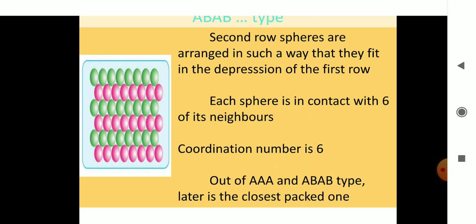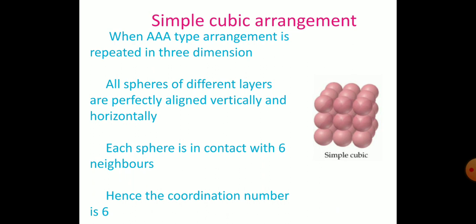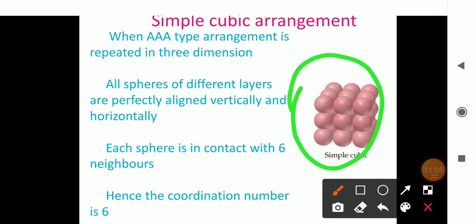Students, we have completed one dimensional arrangement and two dimensional arrangement. Then we have to see the three dimensional arrangement of spheres, that is called simple cubic arrangement. When the normal AA type arrangement is repeated in 3 dimension, we will get the simple cubic arrangement, and this is the picture which shows the arrangement of AA type in 3 dimension. We will have 3 layers, and it is called 3 dimensional arrangement, and so this type is called simple cubic arrangement.